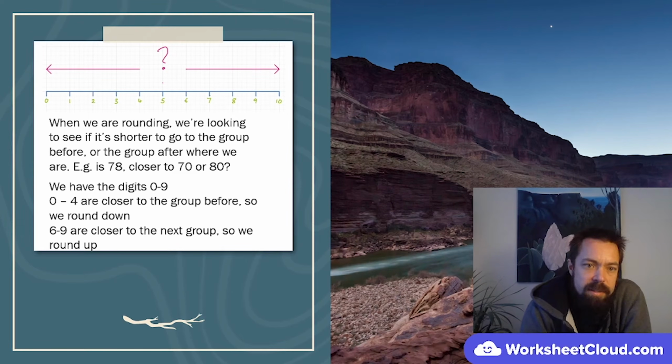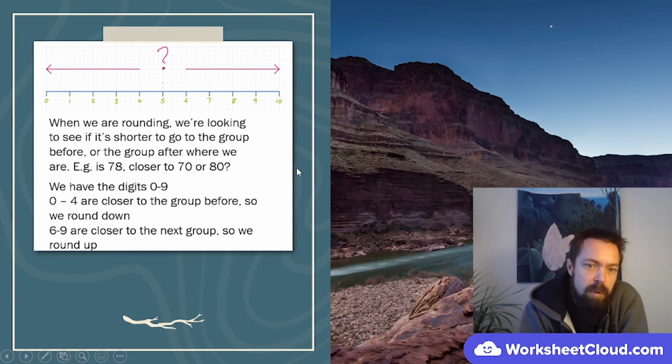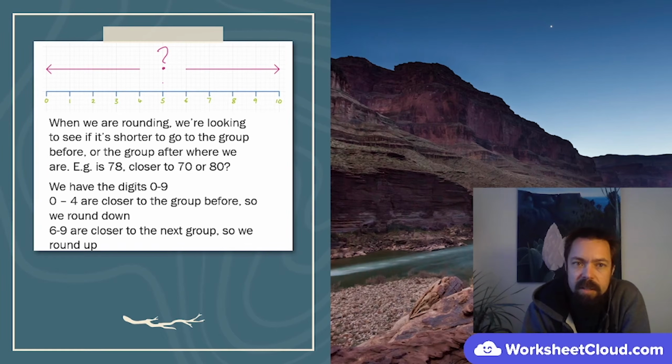So if you're looking at those digits, it's actually a 0 again because there's a 0 on the end. We're only looking at the last digit. All right, so 0 to 9. 0 to 4 is obviously closer, and we round down. We go to the one before. And 6 to 9 are definitely in the second half, and we round up.